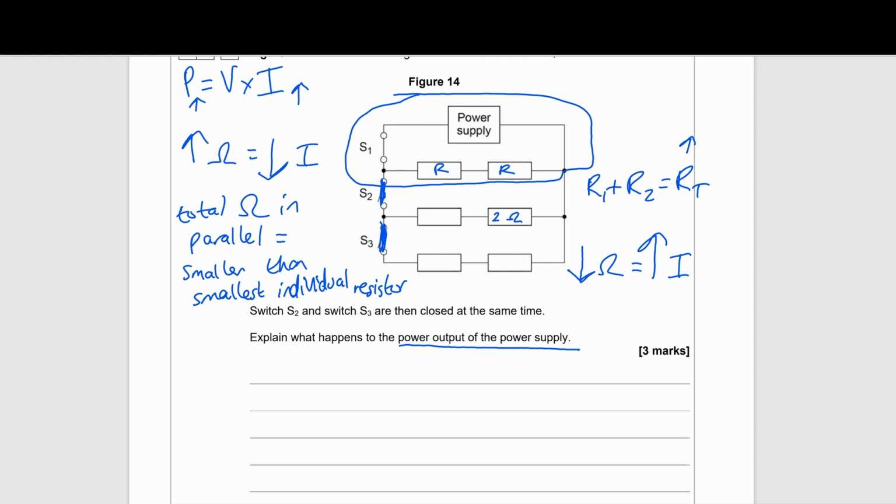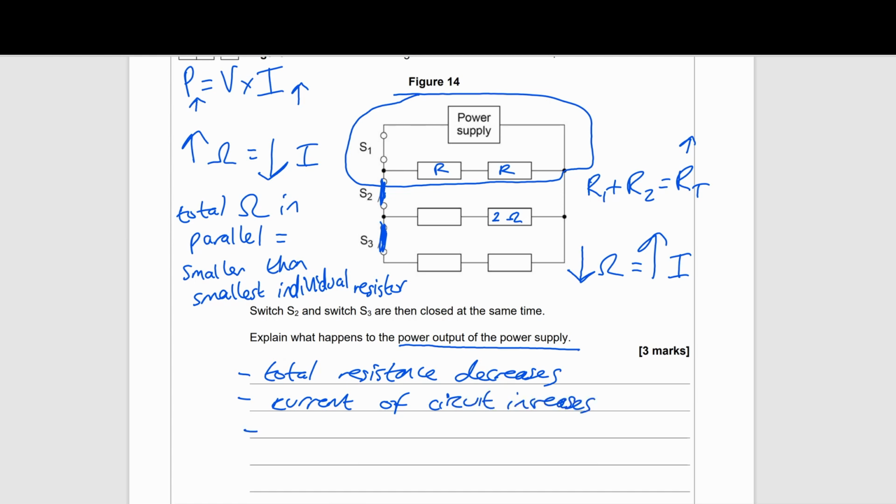So the first thing that we need to say is, what does that do when the switches S2 and S3 are closed? The total resistance decreases. What does that total resistance do? If it's lower, it causes the current to increase. And then if the current is increased in the circuit, that will then cause the power output to increase.